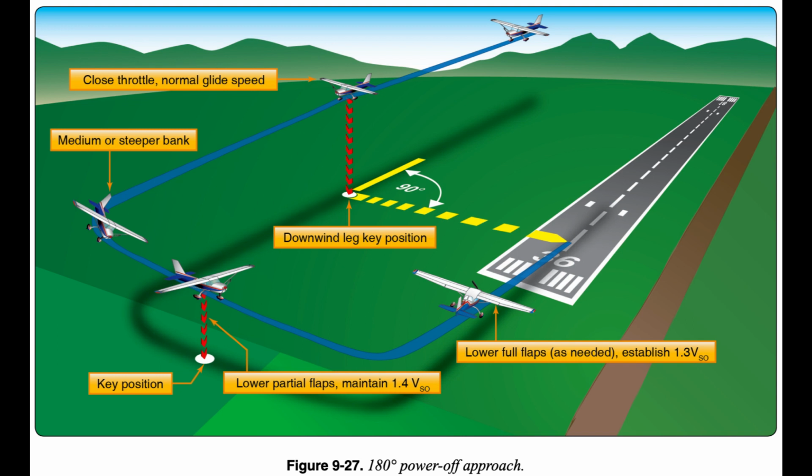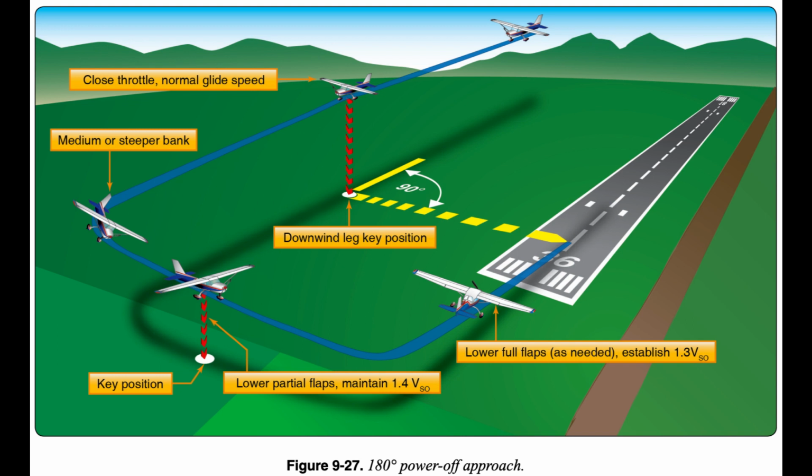End of page 9-26. The 180 degrees power off approach requires more planning and judgment than the 90 degrees power off approach. In the execution of 180 degrees power off approaches, the airplane is flown on a downwind heading parallel to the landing runway. The altitude from which this type of approach is started varies with the type of airplane, but should usually not exceed 1,000 feet above the ground, except with large airplanes. Greater accuracy in judgment and maneuvering is required at higher altitudes.